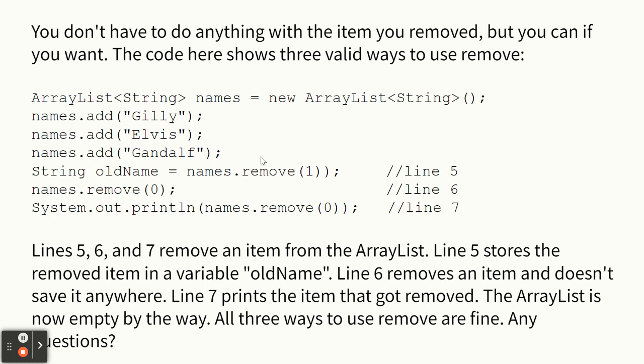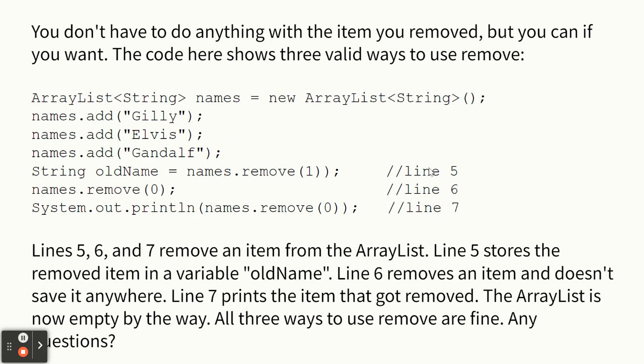Here's another example. Same array list names. I added Gilly, Elvis, and Gandalf. I said String oldName equals names.remove(1). That takes Elvis and stores it in oldName. And when I do names.remove(0), that deletes Gilly. And then I can say System.out.println(names.remove(0)), and that removes the last one, Gandalf. So now we have an empty array list.